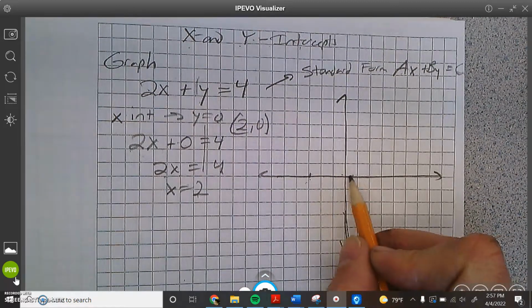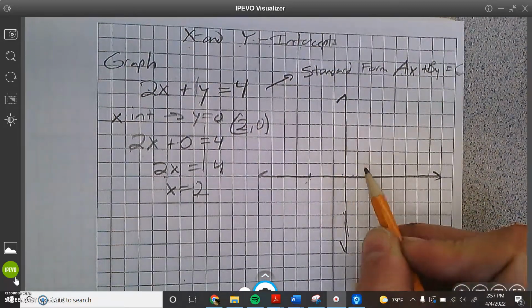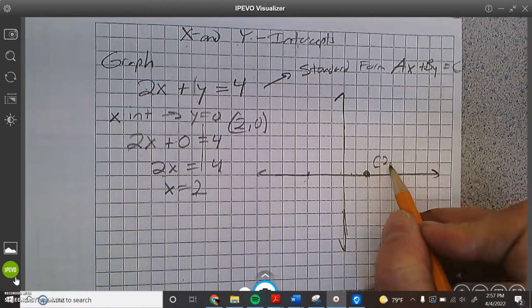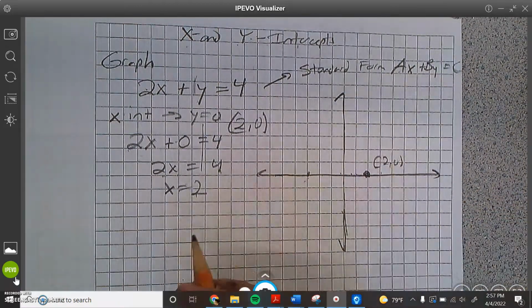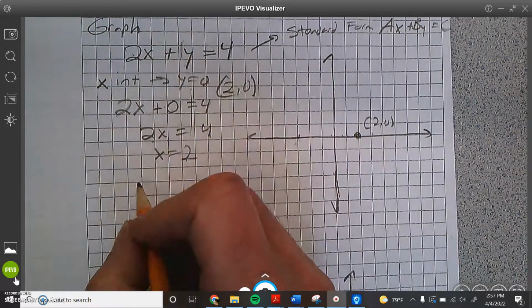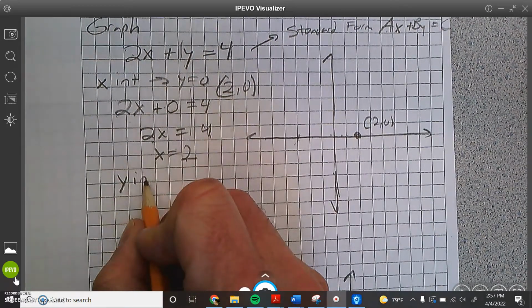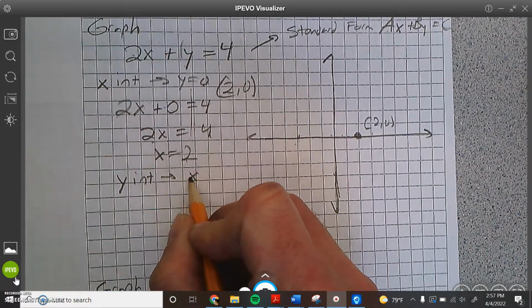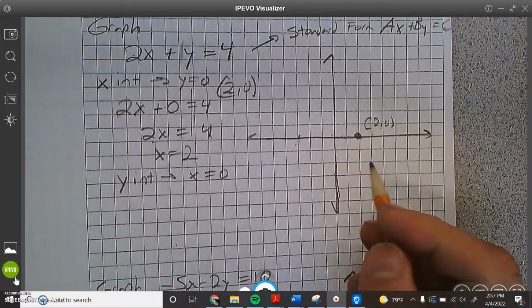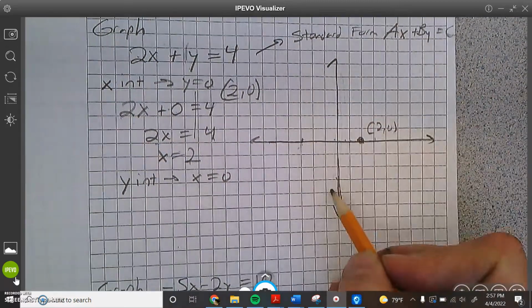So x is 2, y is 0. That's my x-intercept, 1, 2, right here. That's where the graph is going to touch the x-axis. Cool. So we also need the y-intercept. And to find the y-intercept, x equals 0. Because x equals 0, y is going to equal something.